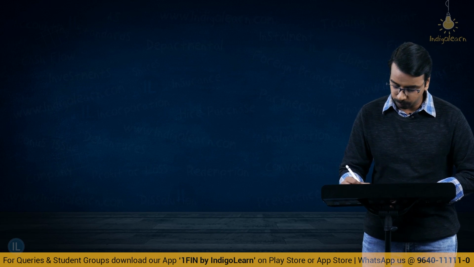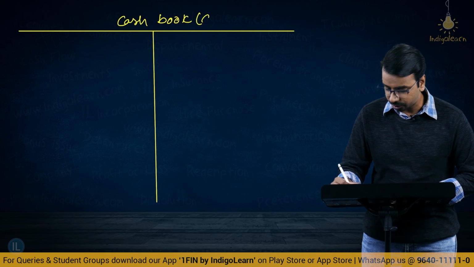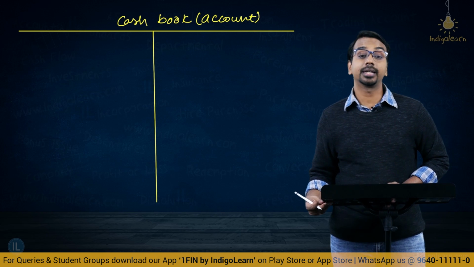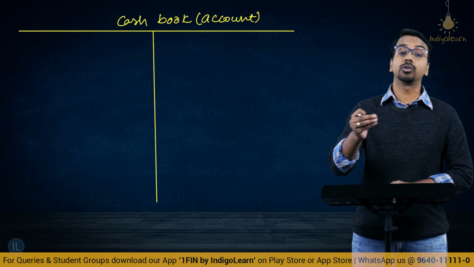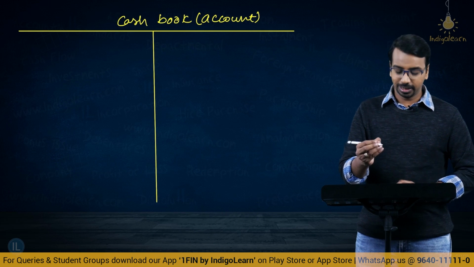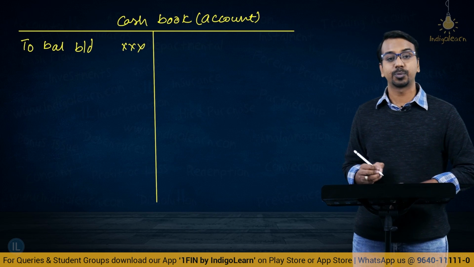Let's say we have a cash book, or you can also call it a cash account. Now when I say cash account, it includes cash and also your bank balance, right? Now in the cash book, what all can you see? The first item you will find is balance brought down.